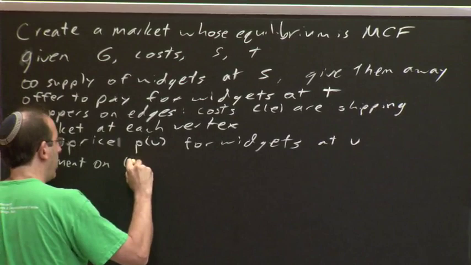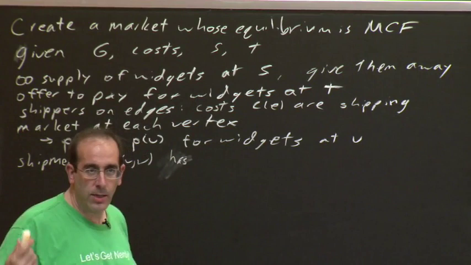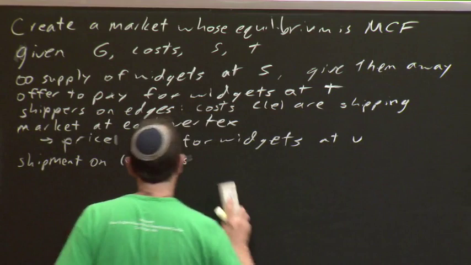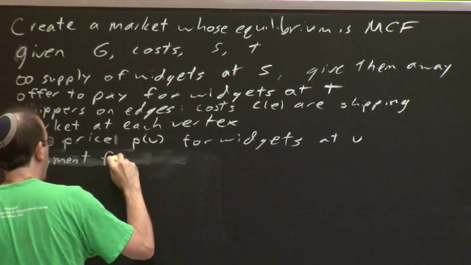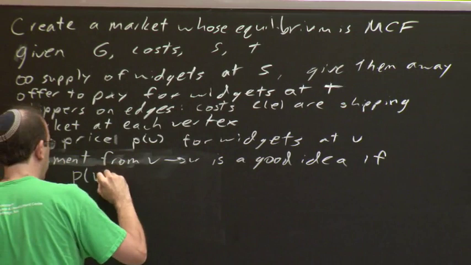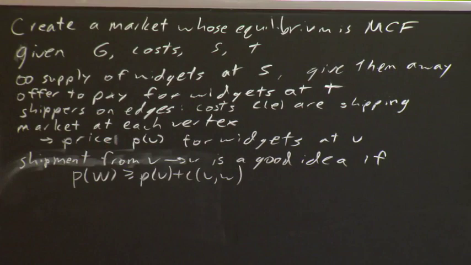So a shipment on VW yields, let's see, how do I want to talk in terms of price? I'm going to continue to talk in terms of costs because we talk about edges in terms of costs. So remember, if I negate a cost, I get a profit. Let me do it this way. Let's say a shipment from V to W is a good idea if the amount I can sell it for at W is no less than the amount I have to pay at V plus the cost of shipping from V to W. Okay, that identifies a profitable shipment, or at least one that doesn't lose me money.